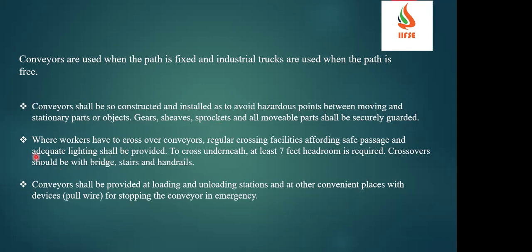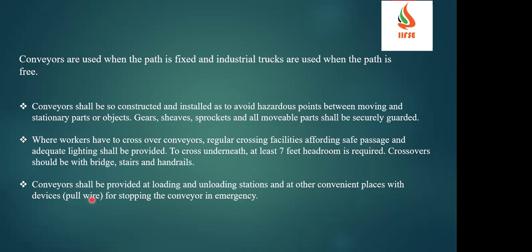When workers have to cross over the conveyor, those crossing facilities affording a safe passage and adequate lighting shall be provided. To cross underneath, at least 7 feet headroom is required. The crossover should be with a bridge, stairs, and handrails. So wherever we provide a crossover, it should be a minimum of 7 feet height from the conveyor.